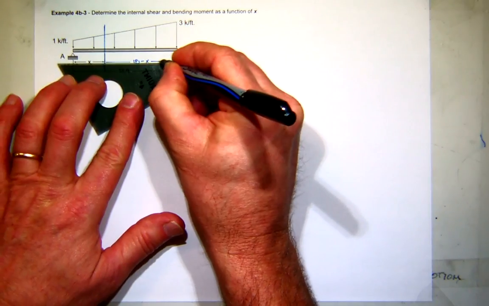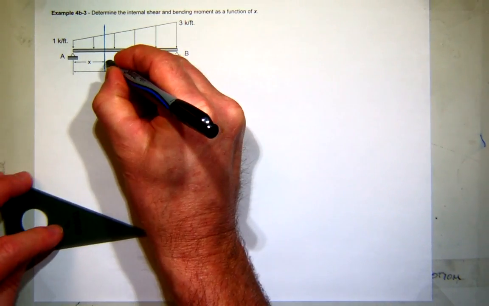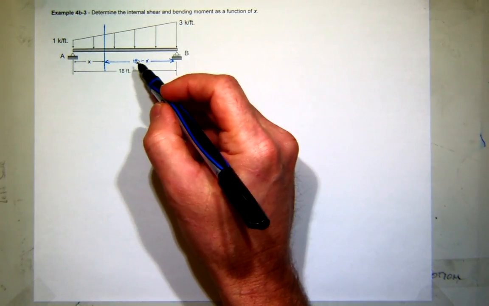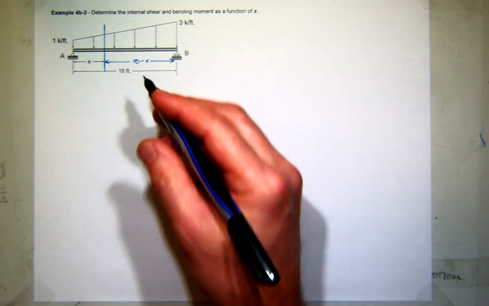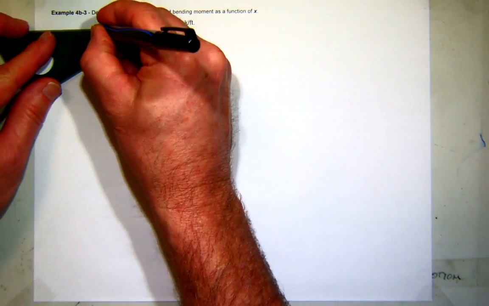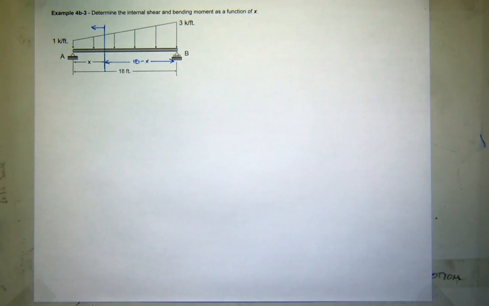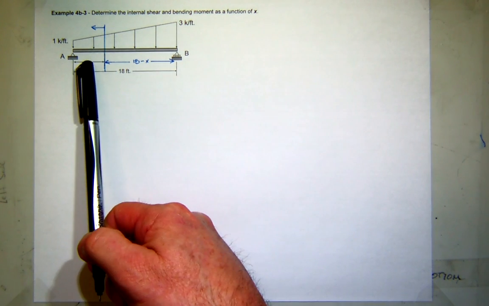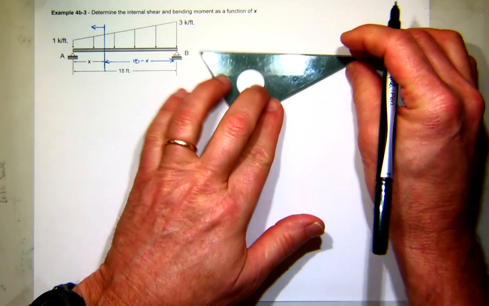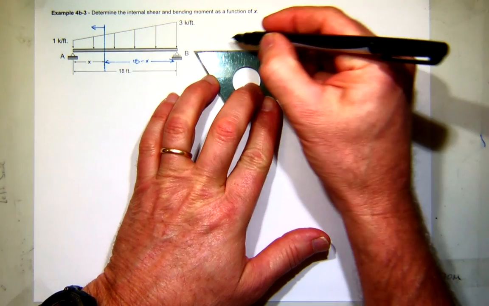So that little dimension will be a little more challenging to deal with. So I'm going to go to the left side. When I go to the left side, I just need to find the reaction at A. So let's start with that. So I'll draw a free body diagram of the structure.